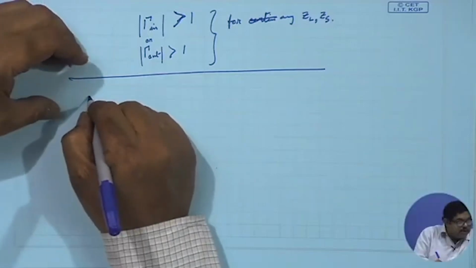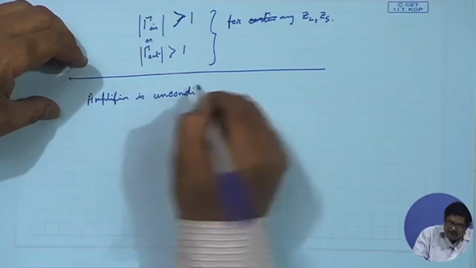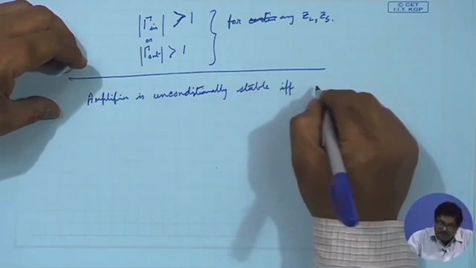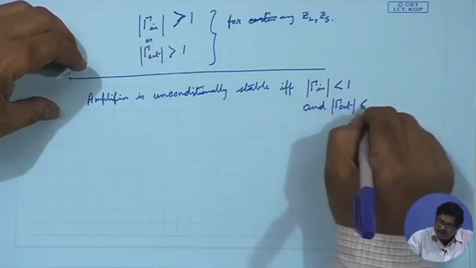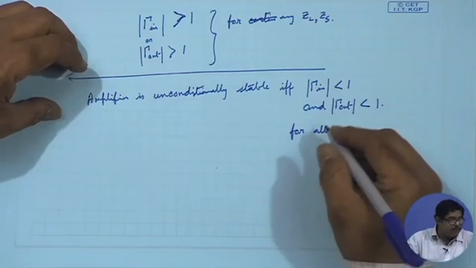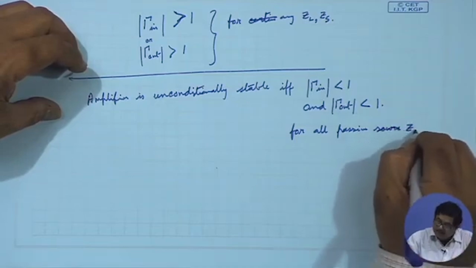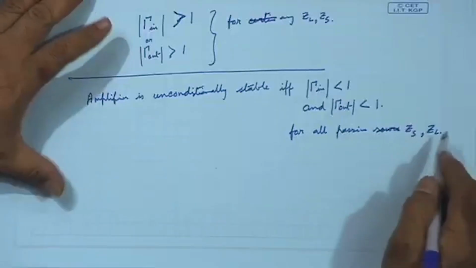So, the whole stability problem we break into this: the amplifier is unconditionally stable if and only if gamma in is less than 1 and gamma out is less than 1 for all passive source and load impedances, ZS and ZL. Generally we are talking of passive source and load impedances, but this amplifier should be unconditionally stable.